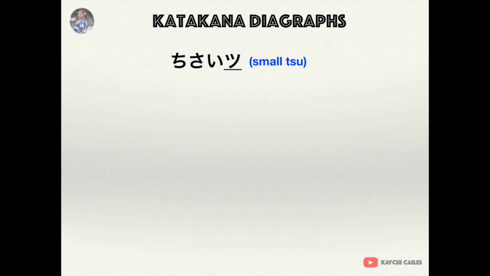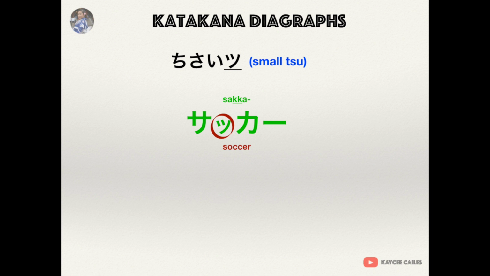Just like in hiragana, we also have the chiisai tsu, in which its purpose is to double the consonant of the next character. I hope you remember this, okay? Our sample word would be sakka, and with the presence of chiisai tsu, the consonant K was doubled. By the way, this means soccer. Another example would be netto, and with the presence of chiisai tsu, the consonant T was doubled. By the way, netto means internet.